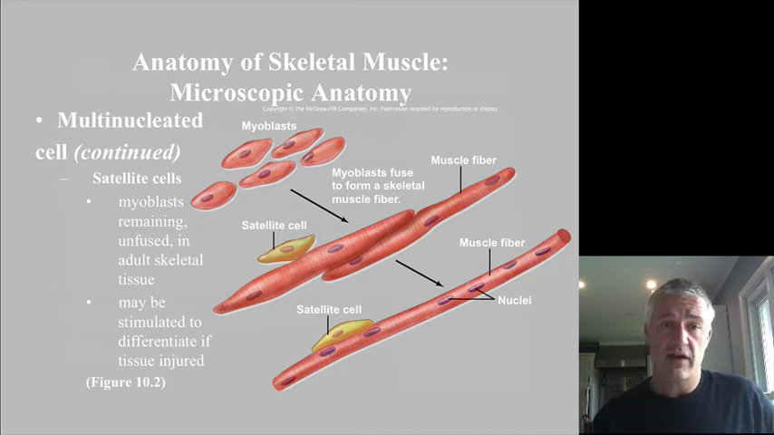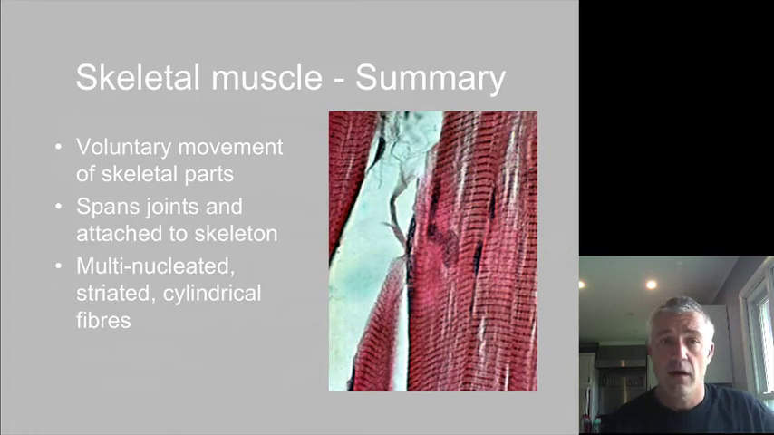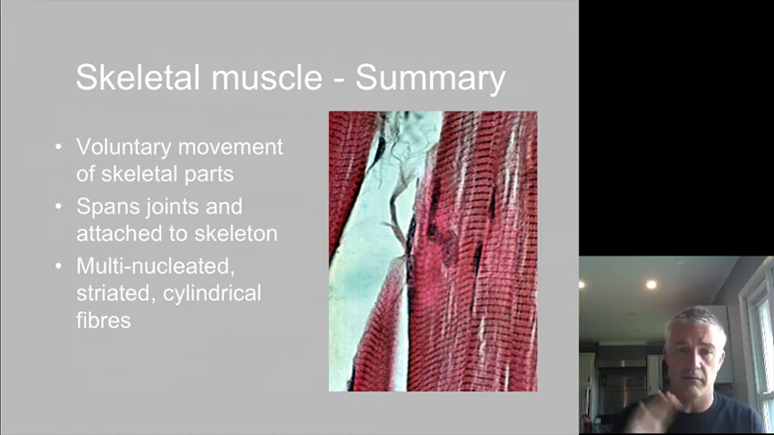And this kind of shows you how that happens. You get all these myoblasts, and these cells help them do that, and then you get these long, cylindrical, multinucleated cells. Again, not worried about the process, not going to ask you to explain how this happens, but just trying to explain why these cells are multinucleated, because most cells, when you really look at the body, are not. And again, voluntary movements, moves the bones at the joints within the skeleton, and again, multinucleated, striated, non-branching cylindrical fibers.